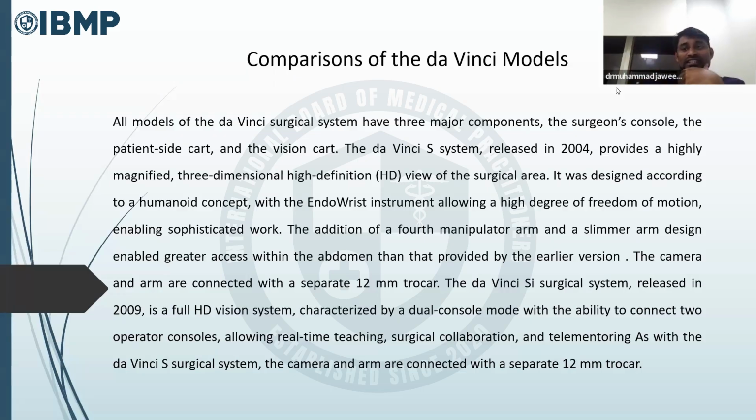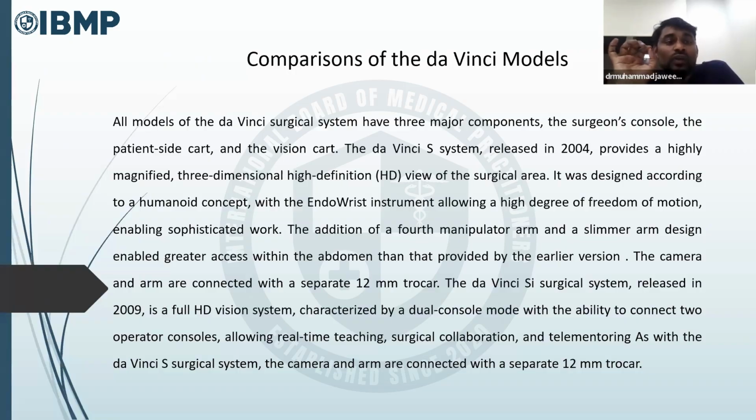So modern models of the Da Vinci surgical system have three major components: the surgeon's console, the patient side cart, and the vision cart. Got my point? The Da Vinci S system, released in 2004, provides a highly magnified three-dimensional HD view. I repeat once again, in 2004, the Da Vinci S system evolved. It provides a highly magnified three-dimensional HD view of the surgical area.